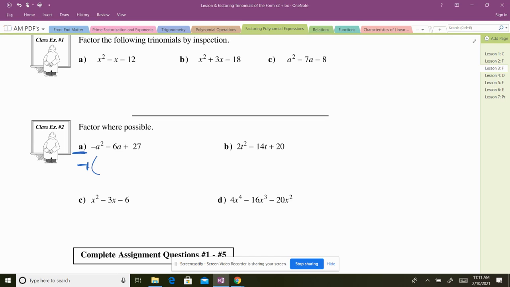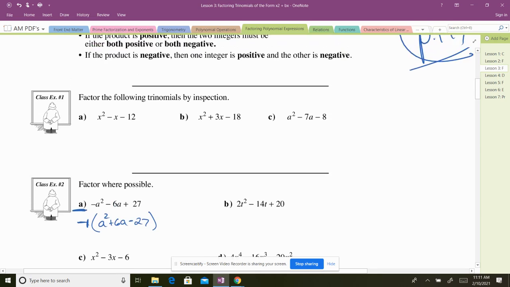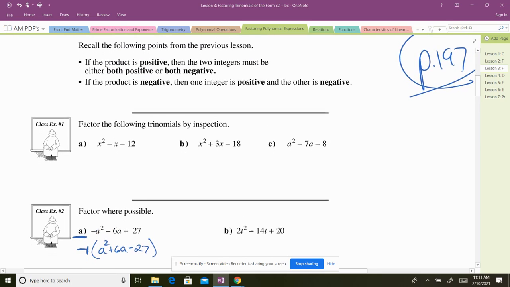-1. So we divide every term by -1. What does that essentially do to all the signs? Well, it flips all the signs, right? If it's positive, it becomes negative. So the first term, -a squared becomes a squared. The second term becomes positive 6a, and 27 becomes -27. It is on page 197.